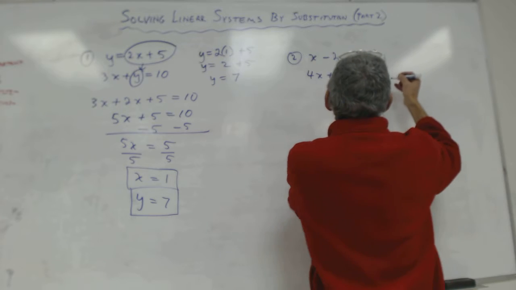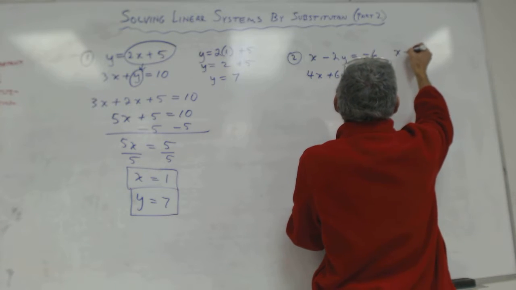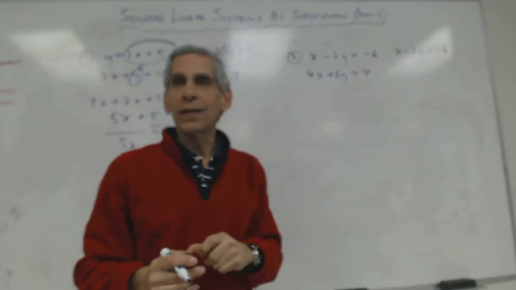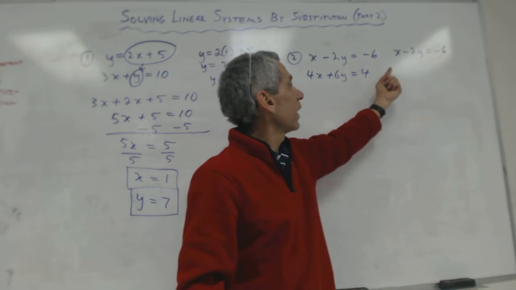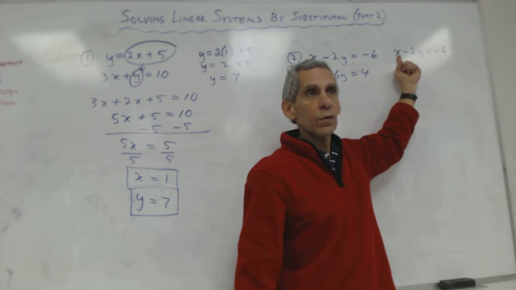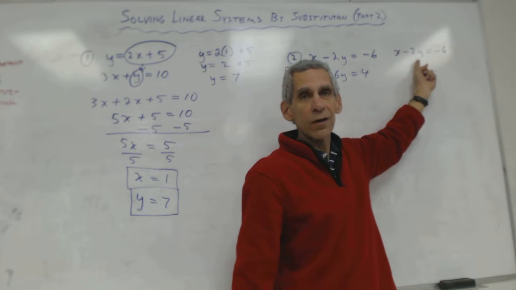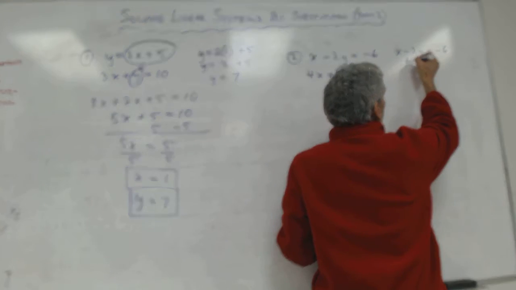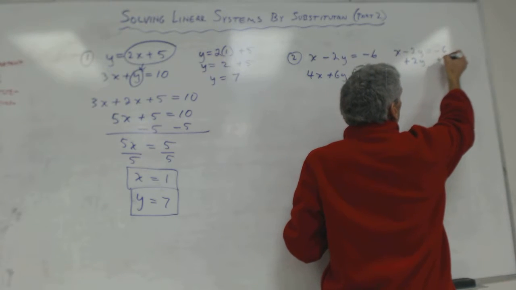So I'm going to rewrite it over here. x minus 2y equals negative 6. How could I get rid of what's in the way of it saying x equals? What's in the way? The negative 2y. So how could I get rid of that? Add 2y. Exactly. I'm going to add 2y to both sides.